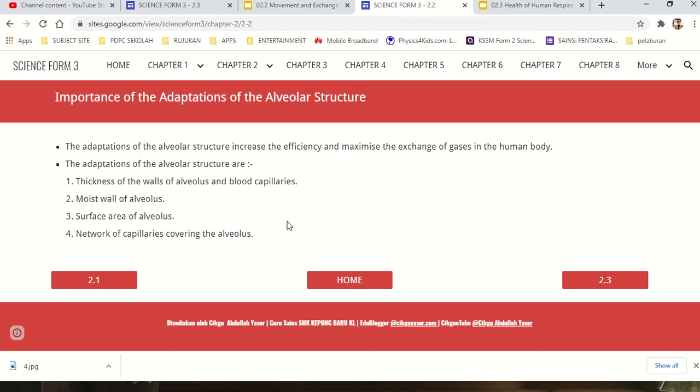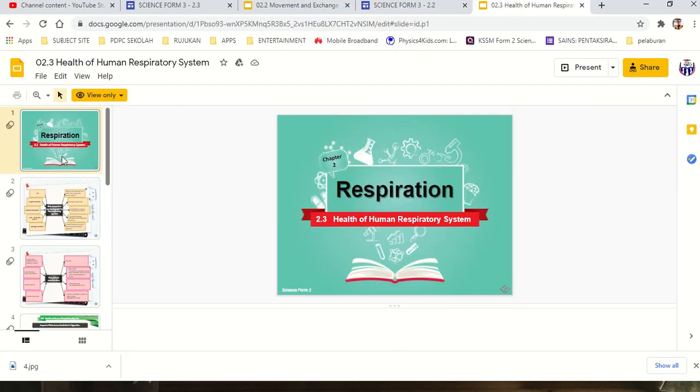Yang ni info yang lain. Tapi tak apa, sebab dalam exam pun dia akan tanya tentang 2 sahaja. Okay, dia tak akan lebih daripada 2. Right, then kita tengok pula pada 2.3 sekejap.